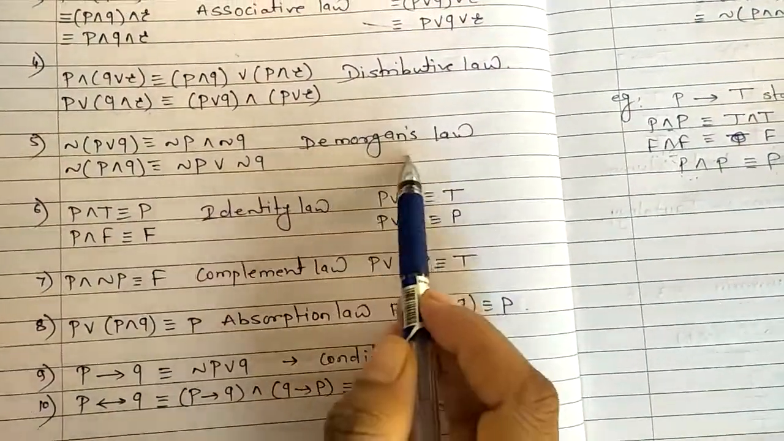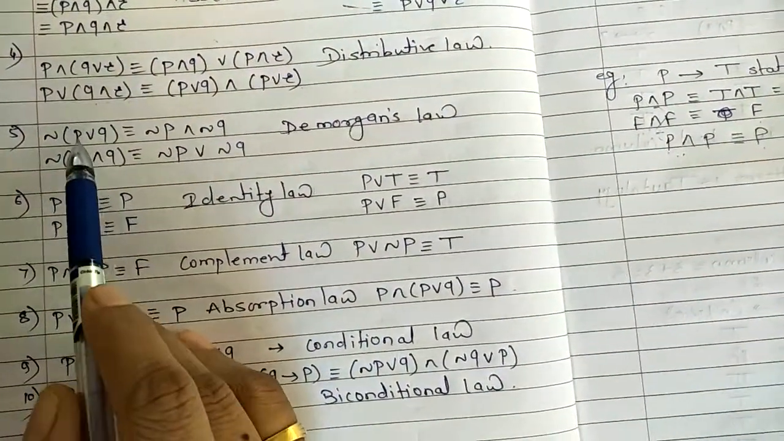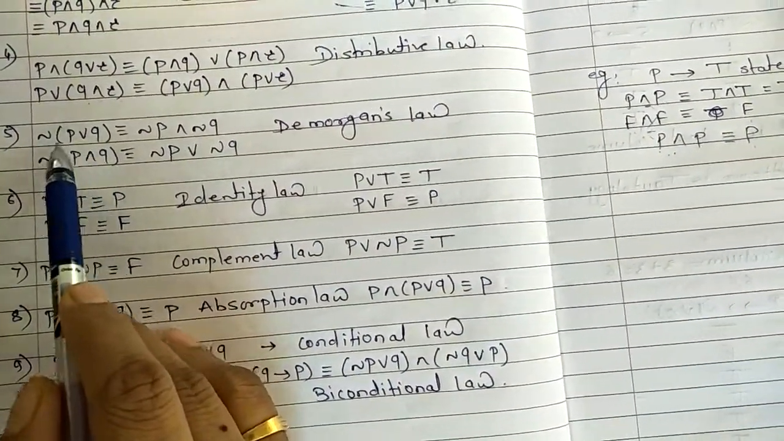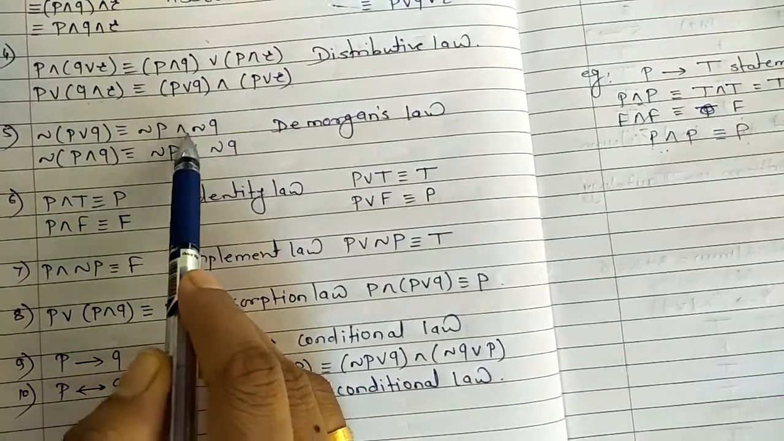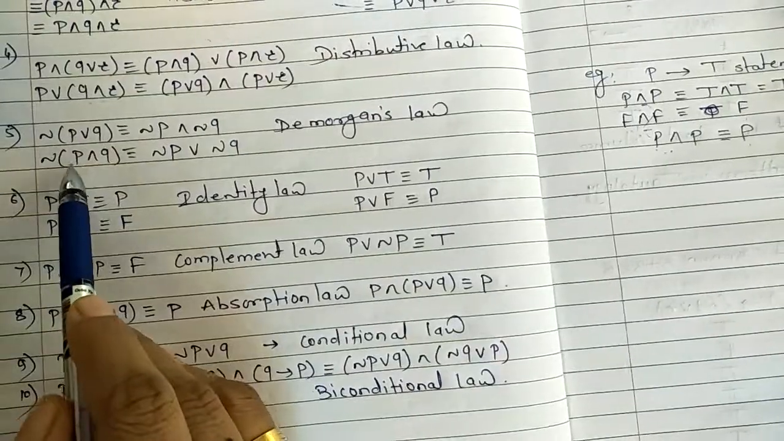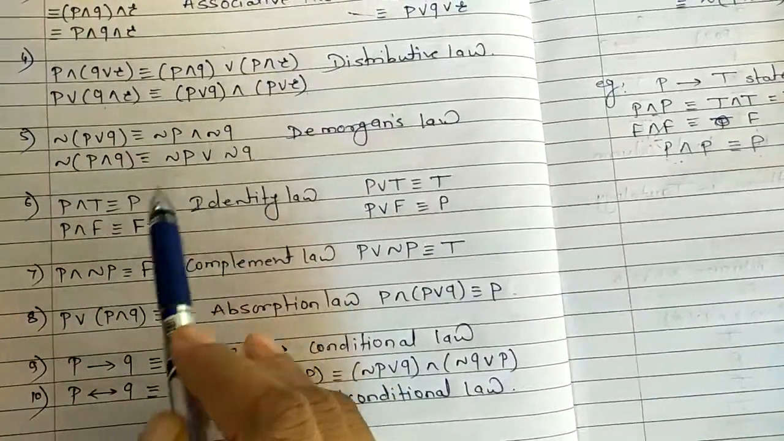Next, De Morgan's law. De Morgan's law deals with the negation of a conjunction and the negation of a disjunction. That means the negation of (P or Q) can be written as negation P and negation Q, and the negation of (P and Q) can be written as negation P or negation Q.